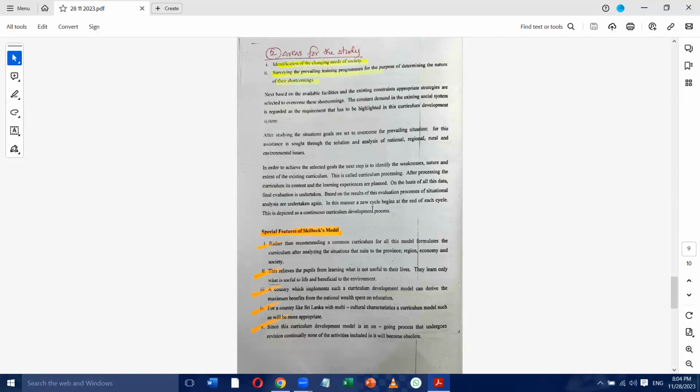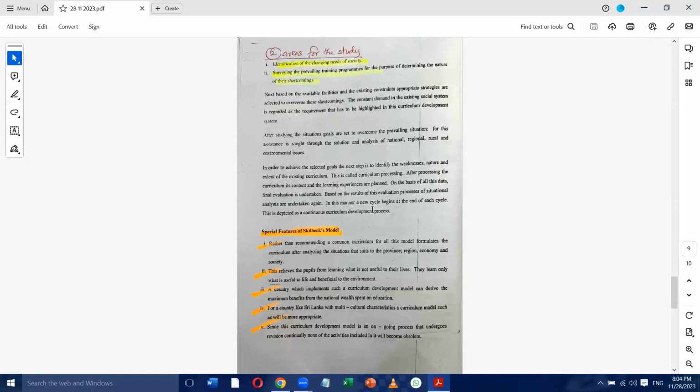You know that. After processing the curriculum, its content and the learning experiences are planned. On the basis of all this data, final evaluation is undertaken. Based on the result of this evaluation, the process of situational analysis is undertaken again. In this manner, a new cycle begins at the end of each cycle. So this is depicted as a continuous curriculum development process. Right? So we'll see the special features of Skillbeck's model.